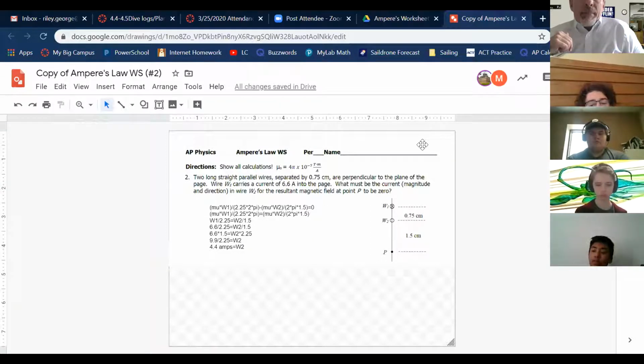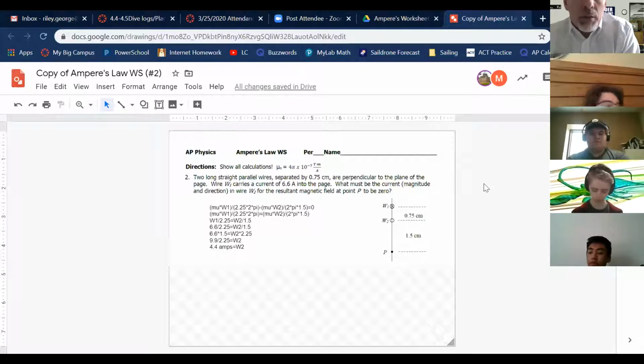Wouldn't it be, because it would be that way. So it'd be up. It'd be towards W1, wouldn't it? Towards you. Yeah, so out of the page towards you, right? Yep. Good. So 4.4, we agreed on that, 4.4 amperes out of the page. All right, nice. If you could stop sharing at the bottom.